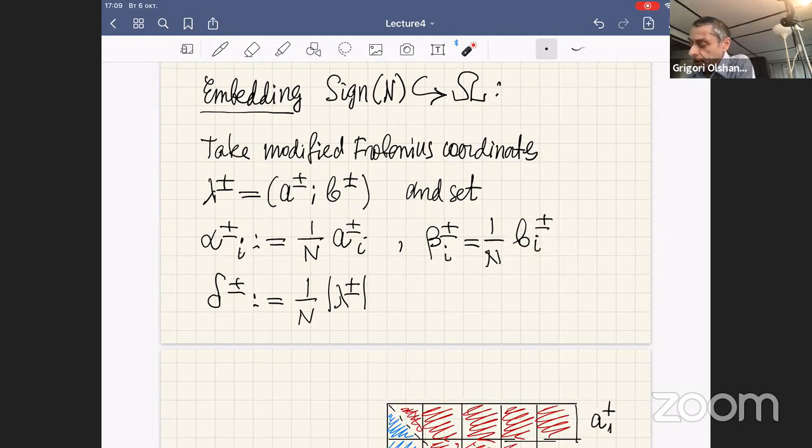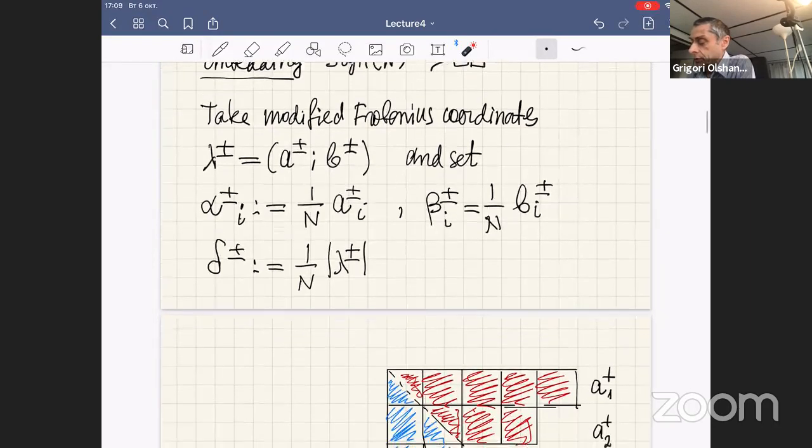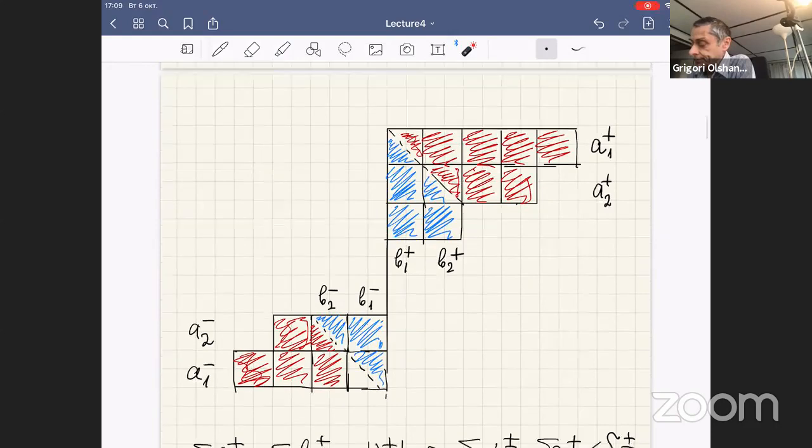And next, we normalize the size of the diagrams. In this way, we get a point here, a point here. So this is the picture which shows what we did. So we consider these two diagrams, and these are the A coordinates, and these are the B coordinates, and then they are normalized.